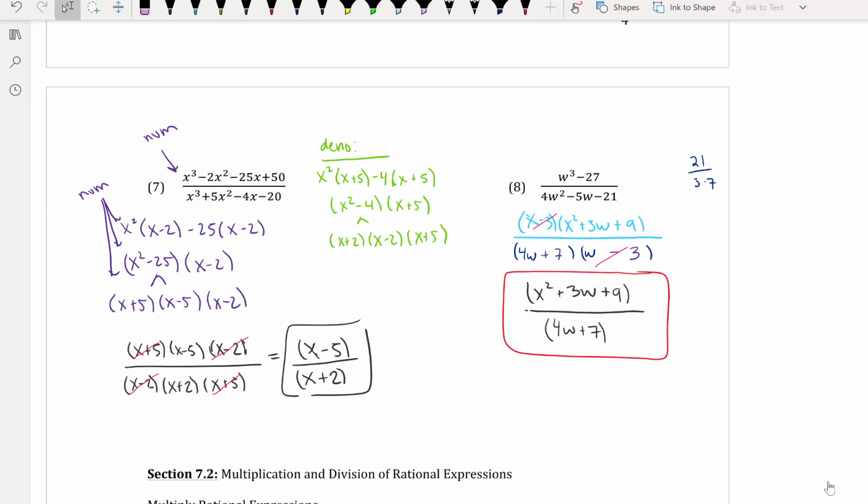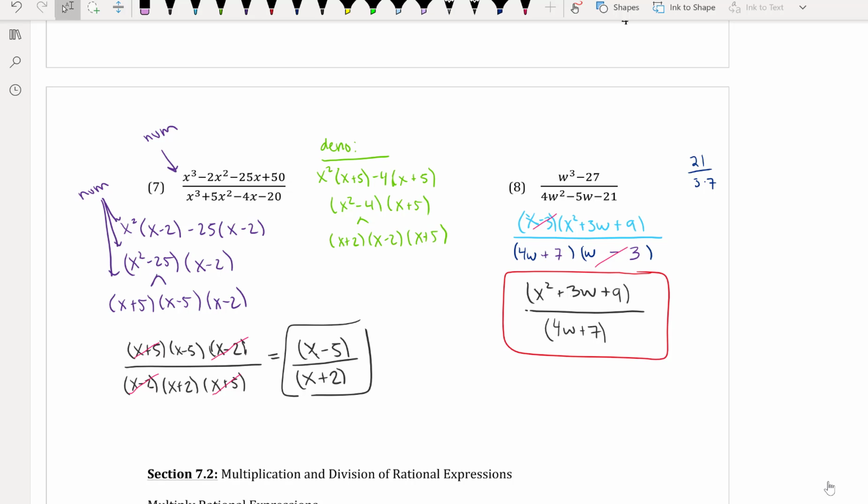For number 7, I have a 4-term polynomial, so I factored by grouping. Notice how I do it separately. I did my numerator over to one side and I did my denominator over to another side. This way it just makes it a lot easier for myself. So the numerator actually ended up becoming 3 terms, as well as the denominator ended up becoming 3 terms. So I put them all together, the numerator over the denominator, and I saw what canceled. So what was left over was x minus 5 over x plus 2.